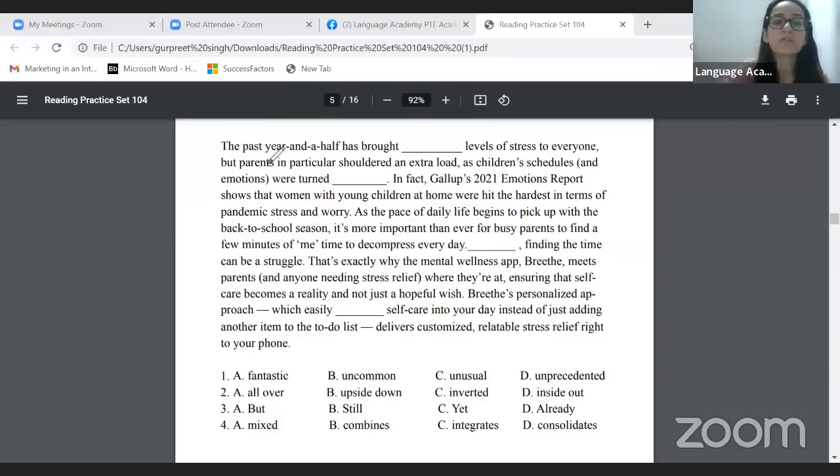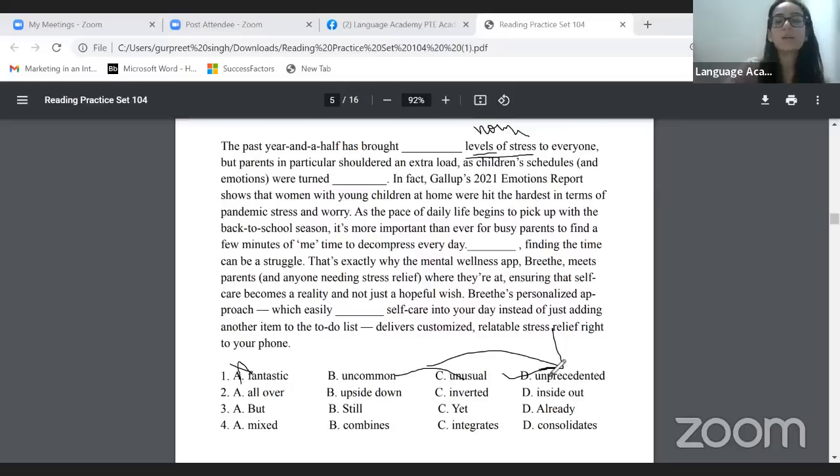So this says the past year and a half has brought levels of stress to everyone, but parents in particular shouldered an extra load. So somehow the sentence is complete. Levels is a noun. So we need what kind of levels of stress we have got. So fantastic. When we read ahead, we come to know that they were talking about negative things, not positive, because of this COVID era is what I think the context is. So it is not fantastic, anything about COVID. Uncommon, unusual, or unprecedented. So uncommon and unusual, both can be conveyed with the word unprecedented.